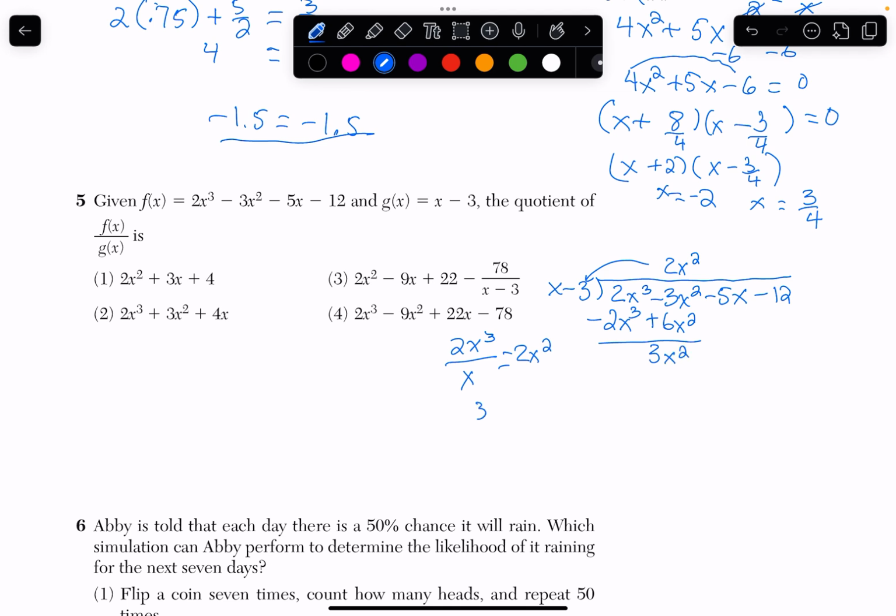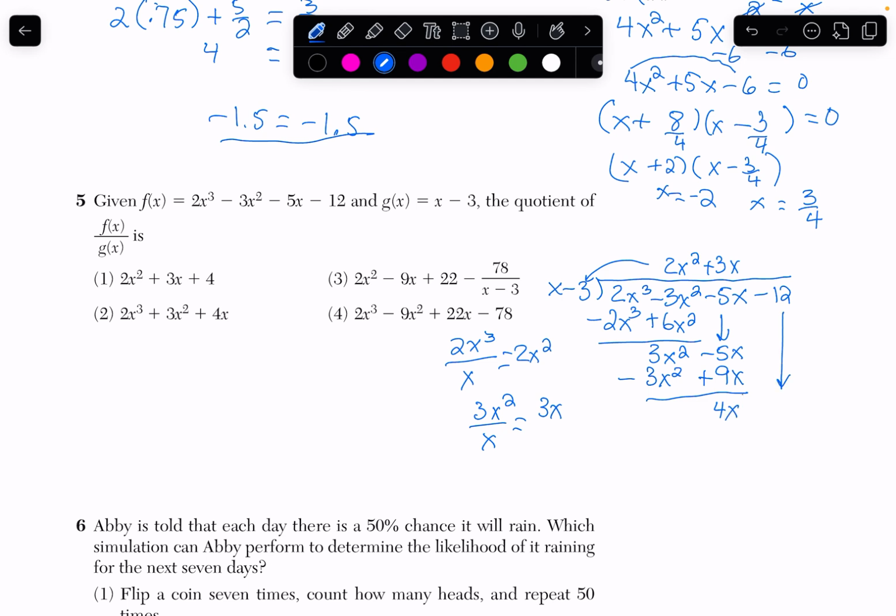Now, how many times? 3x squared divided by x is 3x. So we have plus 3x. Let's bring down the negative 5x. And we do the distributive property again. So we have 3x times negative 3 is negative 9x. 3x times x is 3x squared. We're subtracting, so we're going to change the signs. And here we're left with 4x.